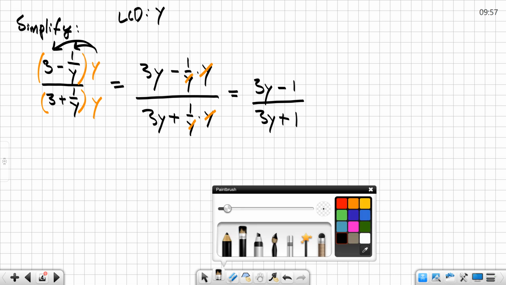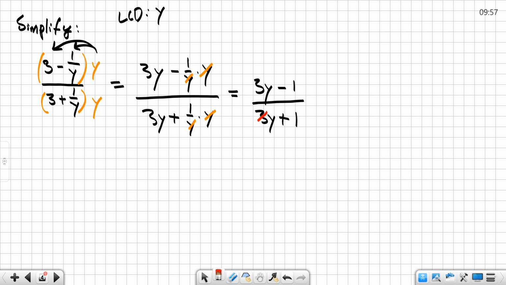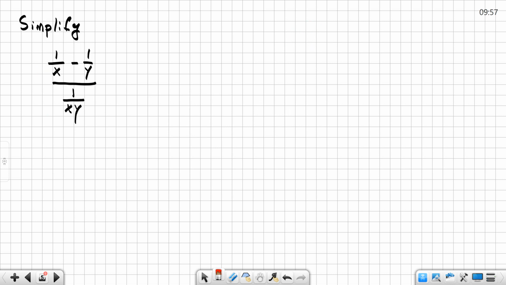Please do not look at these 3's and think that you can cancel these ones out. These are not factors. Don't ever do that, okay? This is the final answer. There's nothing else that you can do with this. All right. Last one. Oh, I think there are 2 more.